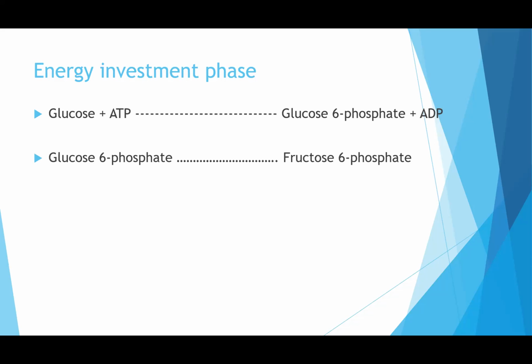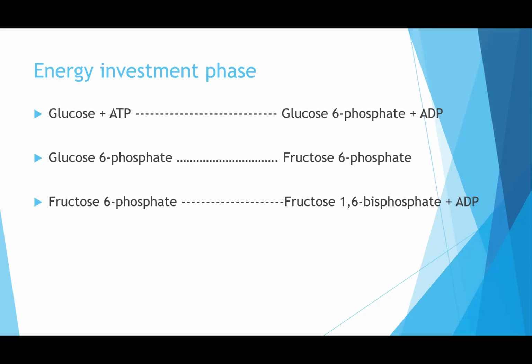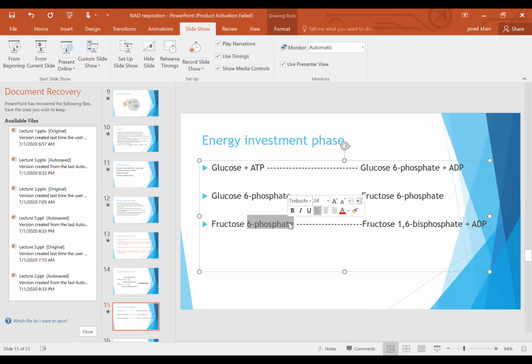Right. And then in the next reaction, fructose 6-phosphate is converted. Here you must add one ATP molecule. So in this reaction you have to add ATP as well.